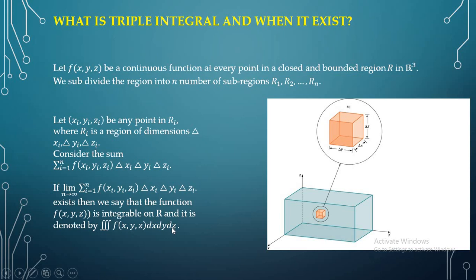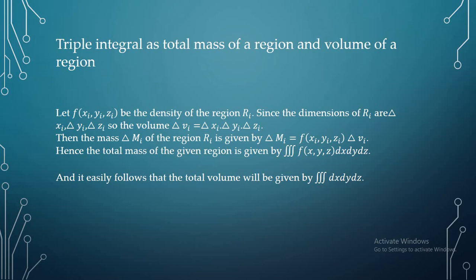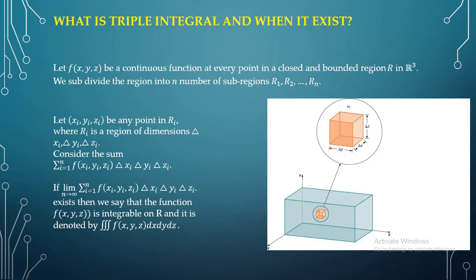This is the definition. Now let us see what it means geometrically. Geometrically, triple integrals can be used to find the total mass of a region, or we can use this to find the volume of a region. Say f of (xi, yi, zi) is the density of the region Ri, the density of this cube.